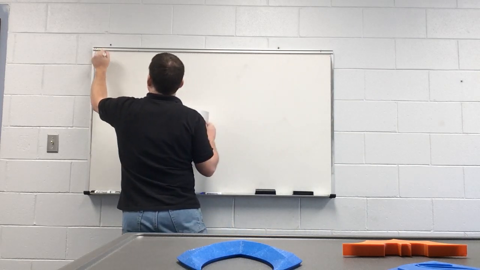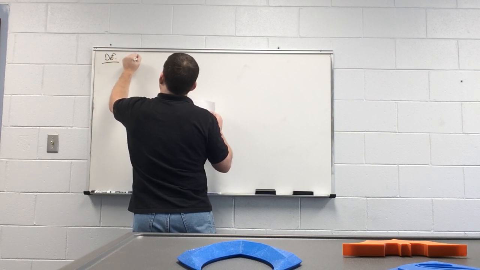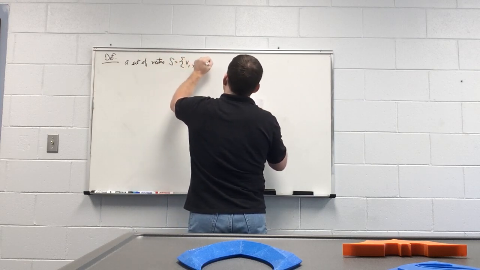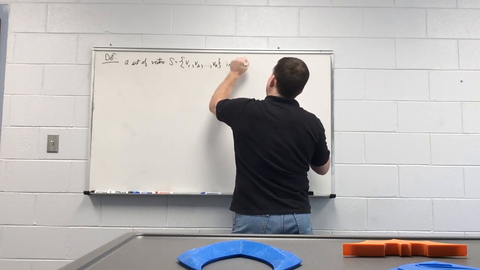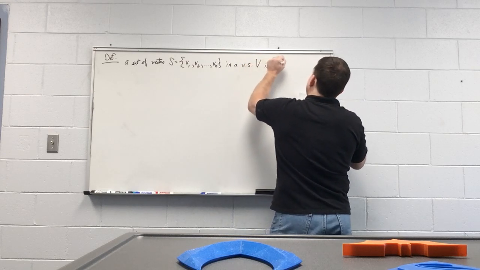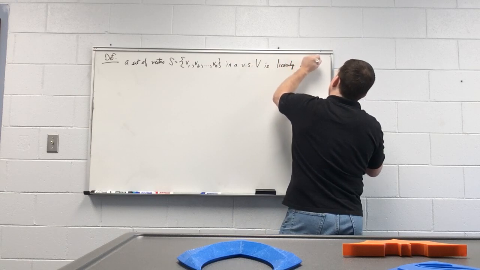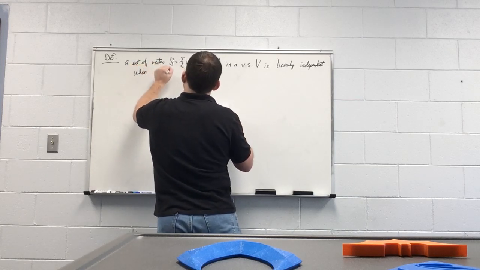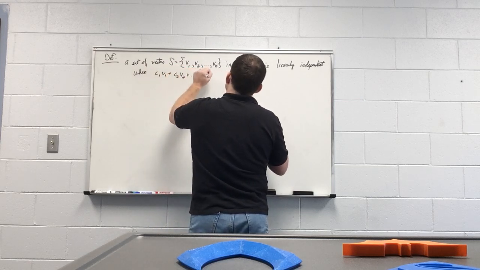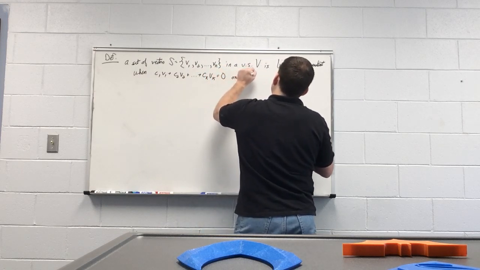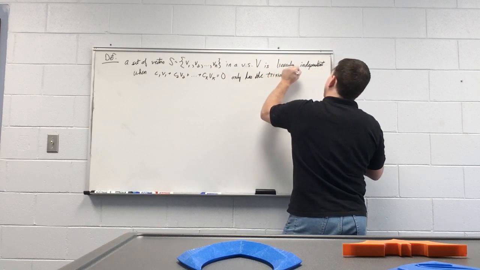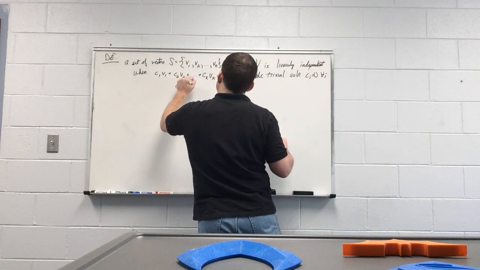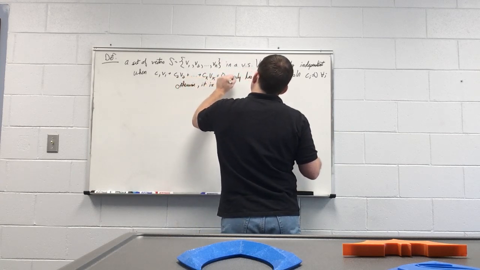So let's see, a definition. A set of vectors S equal to our standard v sub 1, v sub 2, up to v sub k, in a vector space V is linearly independent when c sub 1 v sub 1 plus c sub 2 v sub 2 all the way up to c sub k v sub k equals 0 only has the trivial solution, c sub i equals 0 for all i. Otherwise, it is linearly dependent.